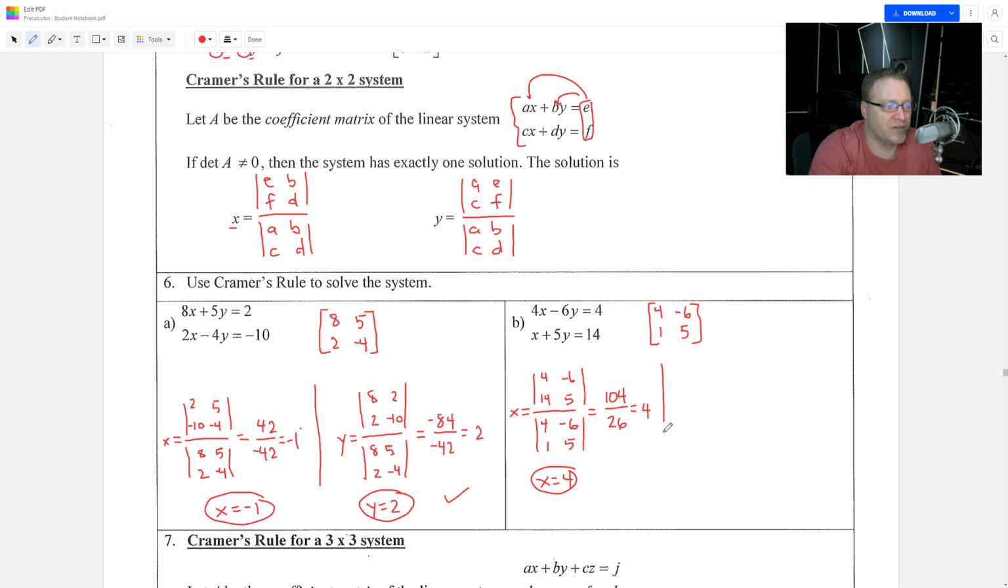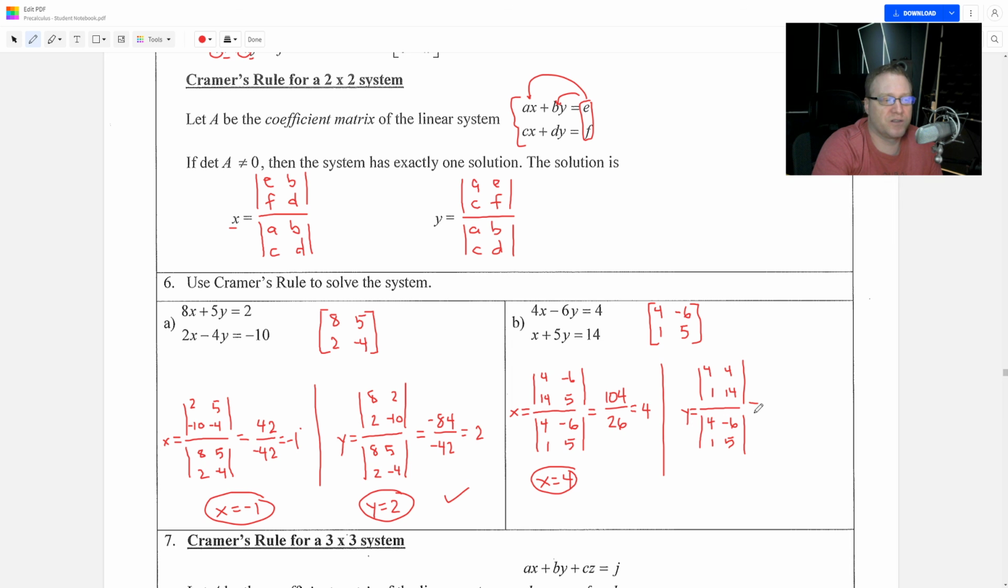Now let's find y. I'm going to draw a line here just to separate it. This isn't anything to do with math. So y equals, and again, on the bottom, we're going to have our 4, -6. This is our coefficient matrix, right? On the bottom, we want to find the determinant of the coefficient matrix. And then on the top, we're going to take out the y's, which is -6, 5, and we're going to put in these, 4, 14. So we're going to have 4, 1, and then we're going to have 4, 14.